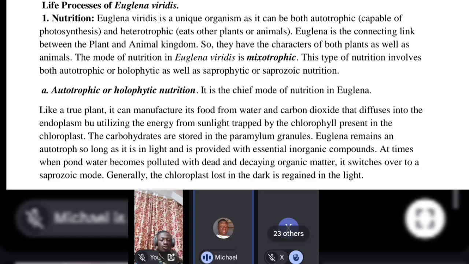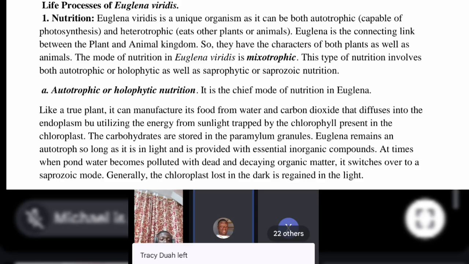So as an autotroph or holophyte, that is the chief mode of nutrition in Euglena. Since the chlorophyll is there, it will not depend on other organisms. It can just prepare its own food. So far as there's light, it will undergo photosynthesis. But during the dark, in the night, or when the turbidity of the water is too high, it's not that clear, it's very muddy, then it will resort to heterotrophic feeding.